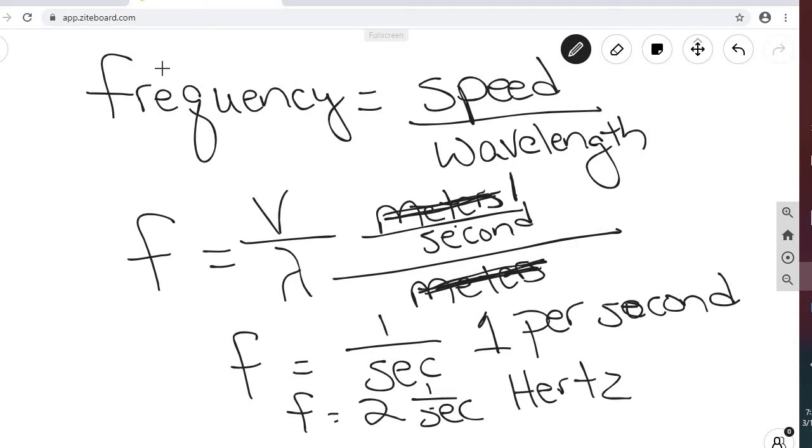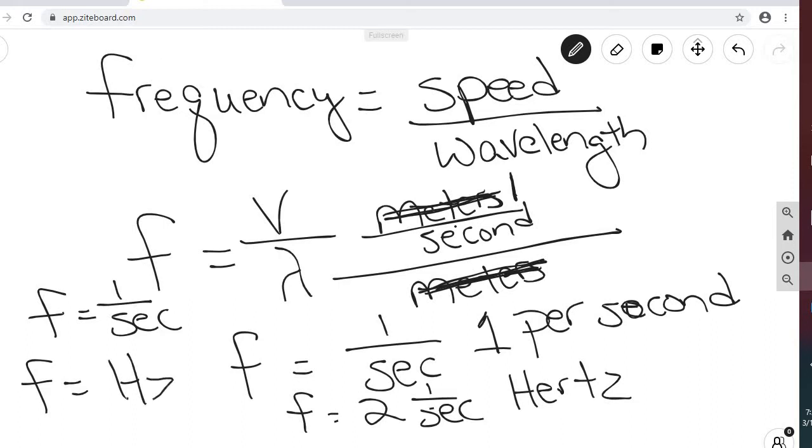So frequency is the number of waves per second, so it's 1 per second. But instead of saying 1 per second, we measure it in hertz, and the abbreviation for hertz is Hz.